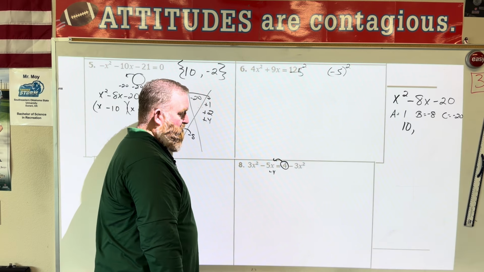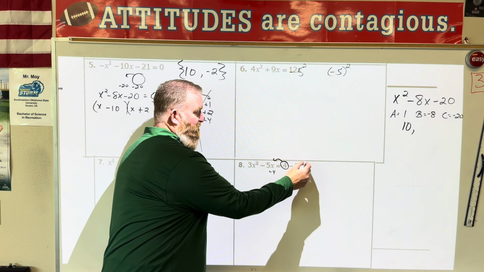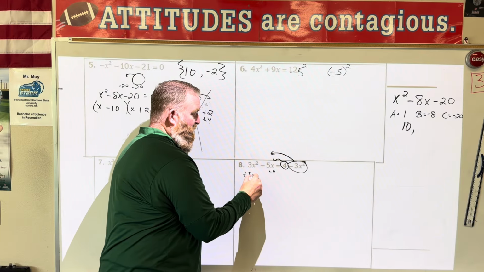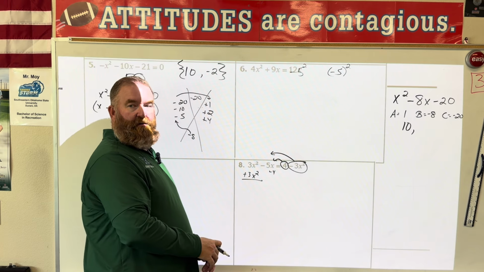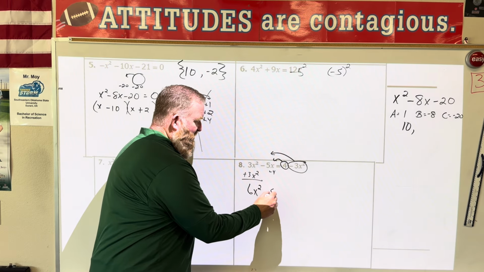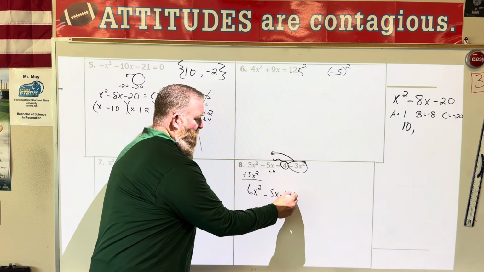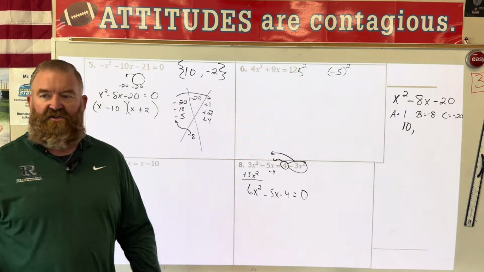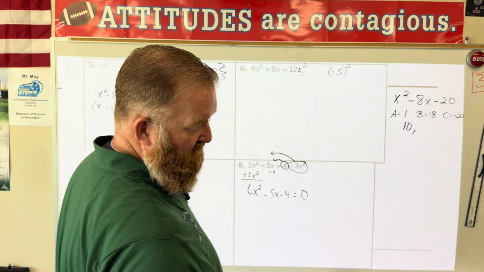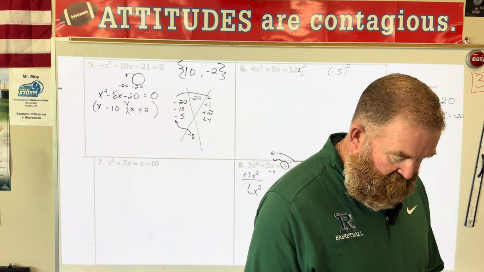Okay, what else needs to move? -3x. When I move it, it becomes a what? +3x squared. There's already a 3x squared there. So what do I do? I add them. So it becomes 6x squared minus 5x, -4 equals 0. Please write that down, just so that you have it as an example. Everybody good?